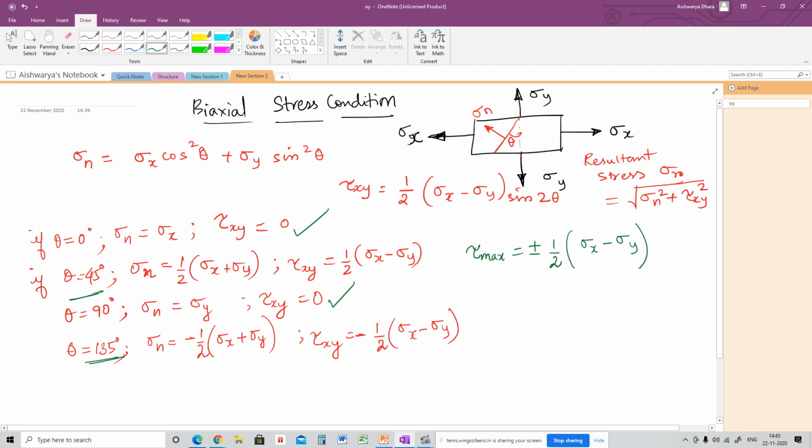Okay, right? We mostly consider the plus. If that option is not given, like 135 degree, you can just put the 45 degree. But in case they have given the 135 also, you have to opt for the 135, because the maximum occurs at plus and minus 45 degree.